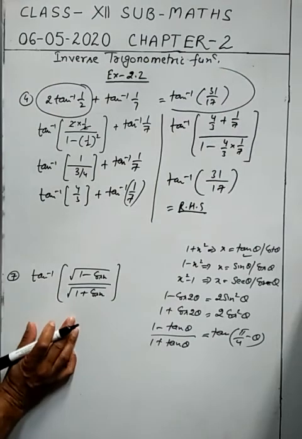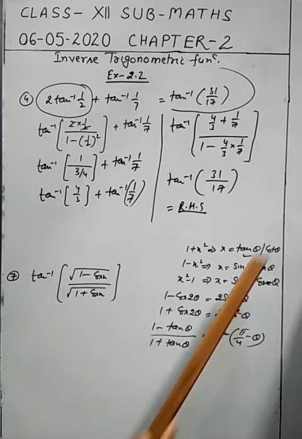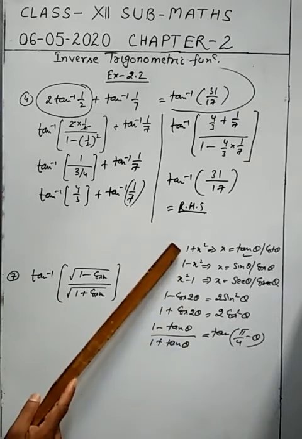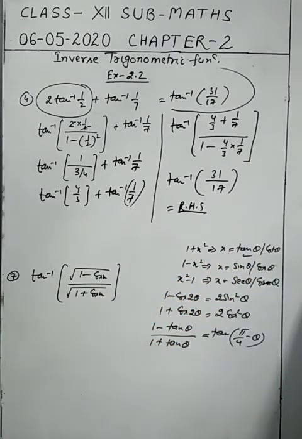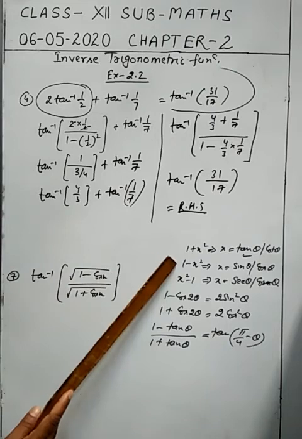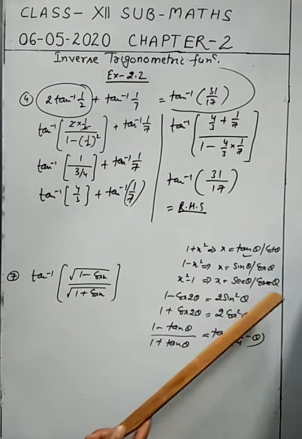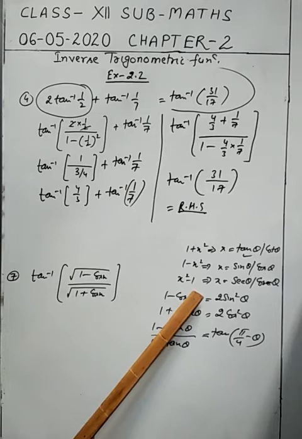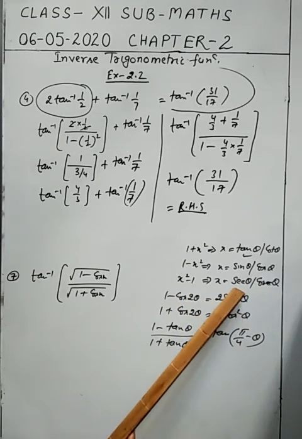Now in question number 7, before discussing it, I have to write some identities in trigonometry. You have to learn these identities. If somewhere you find 1 plus x square, you will put x equal to tan theta or cot theta. Normally you will put tan theta. If there is 1 minus x square, you will put x equal to sine theta or cos theta. Normally sine theta. If there is x square minus 1, you will put x equal to sec theta or cosec theta. Normally sec theta.